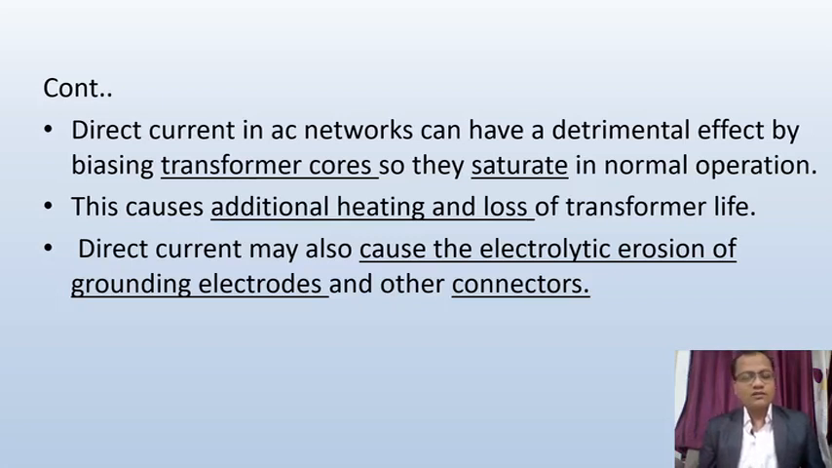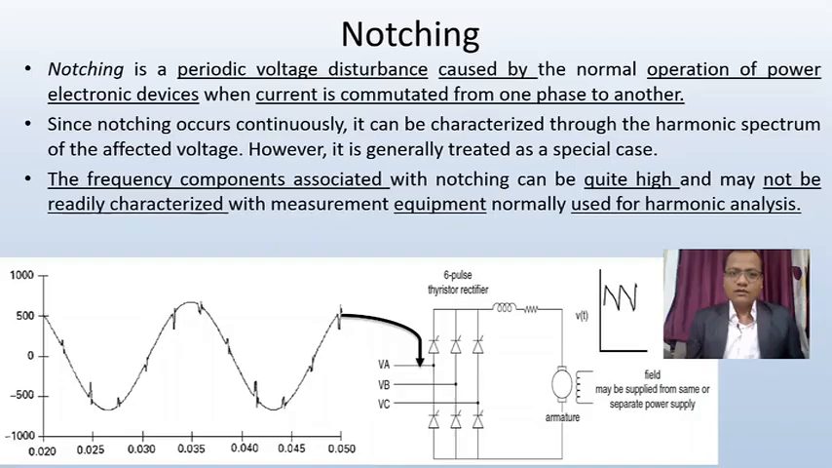Next part, the cause of DC offset is erosion of the grounding electrodes due to the electrolytic process, as it causes deterioration of the metal when there is a direct current in the grounding electrodes. The commutation is the phenomenon where one SCR is turned off and the trigger to the other SCR is provided. Now during this shifting of current from one particular limb to the other, this particular notching phenomenon occurs.